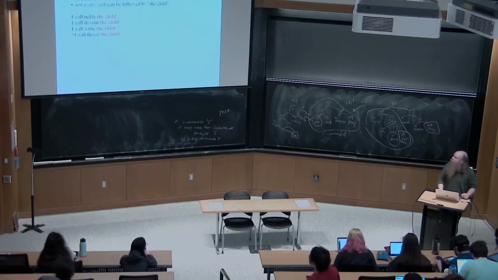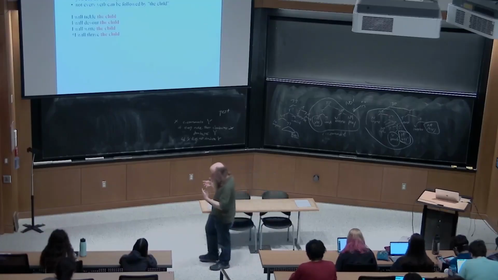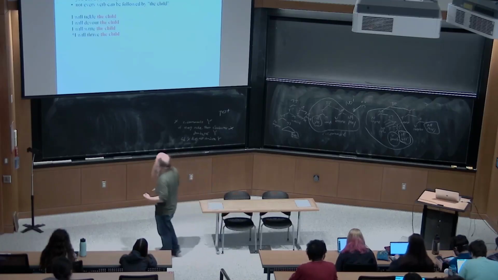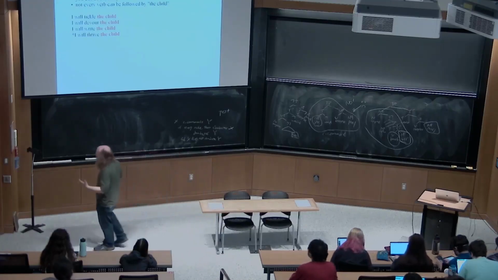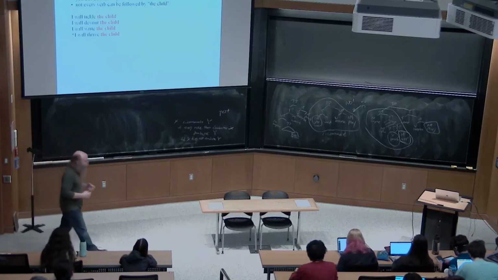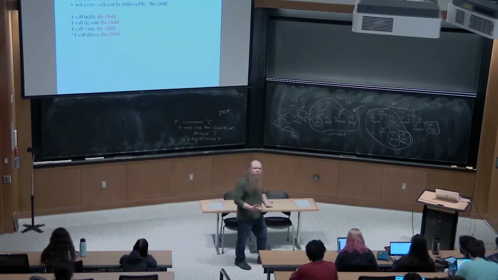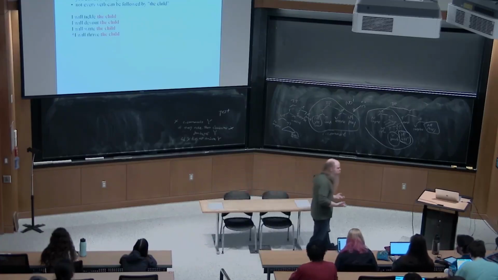Okay. All right. So you can do anything with a feather, and "with a feather" can combine with anything. Objects can't combine with just anything. You have to pick a verb that is transitive, or at least can be transitive. So you can tickle a child, you can devour a child, you can kind of write a child. You cannot thrive a child. If you pick an intransitive verb, then you can't combine it with a direct object. So there's a selection relation between the verb and its object.